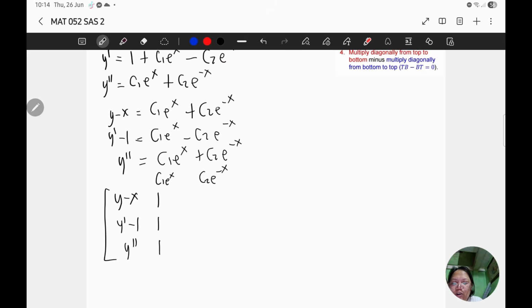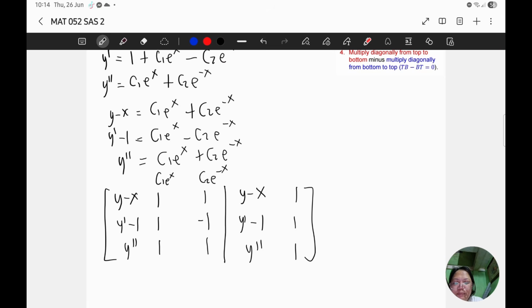Next, the second common factor. The coefficient for the first equation is 1, the second equation is negative 1, and the third equation is 1. Then we copy the first 2 columns. We copy y minus x, y prime minus 1, then y double prime, and 1, 1, 1. Then we will use the top to bottom minus bottom to top equal to 0.